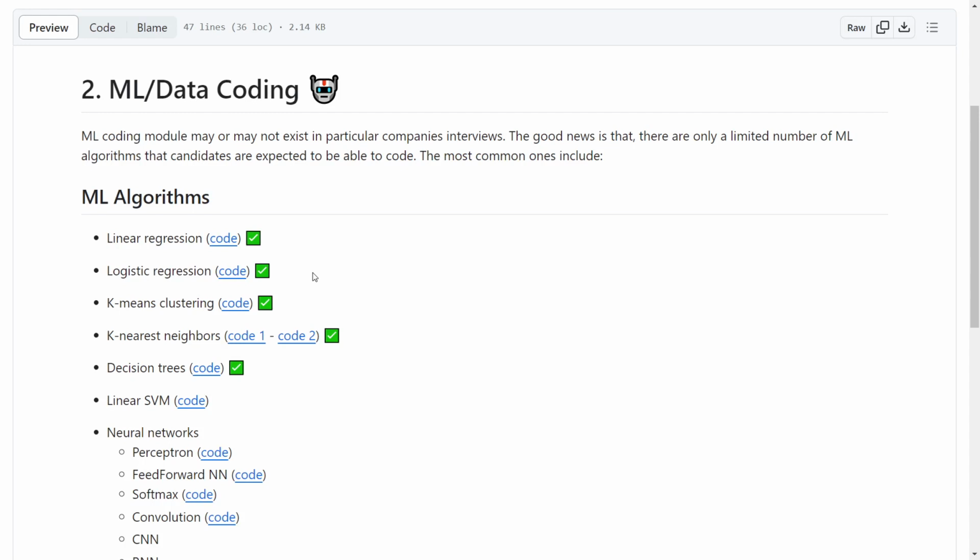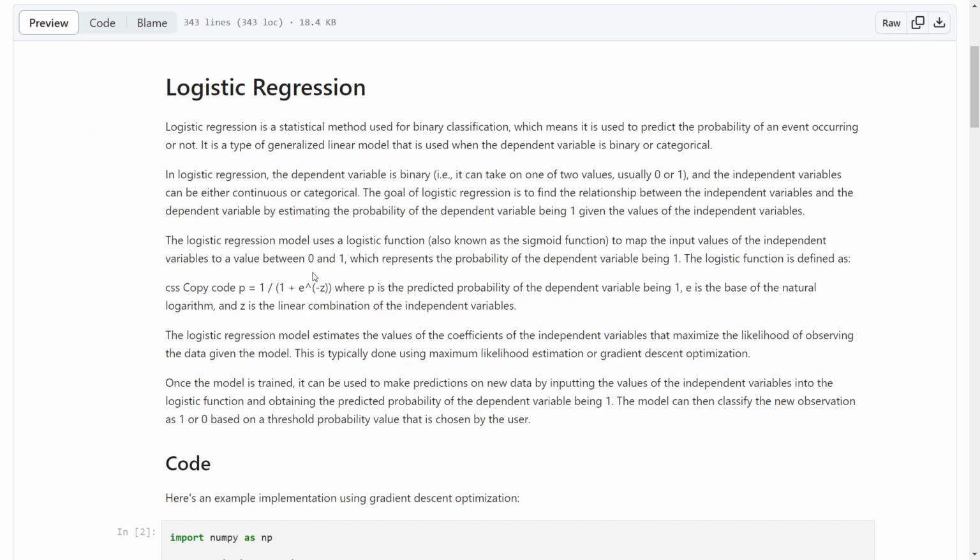In this session, we are discussing the theoretical and practical implementation of various machine learning algorithms from scratch. In our previous session, we discussed linear regression. In this session, we are going to discuss logistic regression. Coming on to logistic regression, basically it's a statistical method used for binary classification.